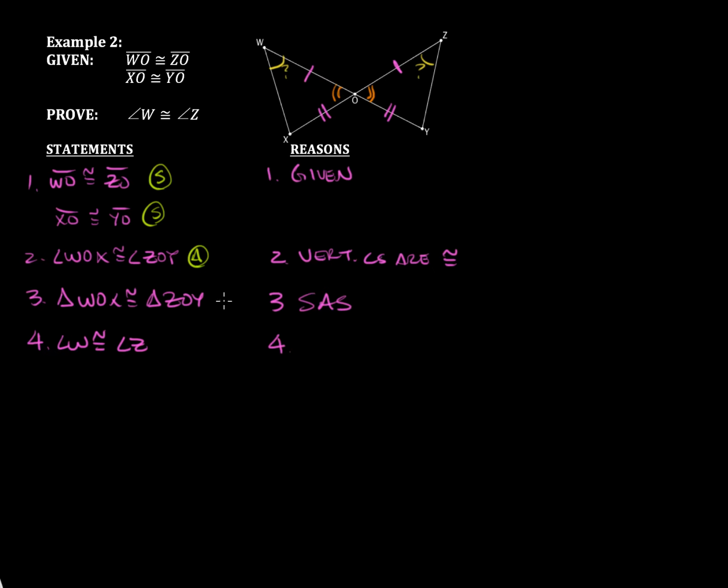Once I've said that the triangles are congruent, I can now say that any other parts that are corresponding parts between them have to be congruent, like angle W and angle Z. They're corresponding parts between these two triangles. They have to be congruent, and my reason is that corresponding parts of congruent triangles are congruent.